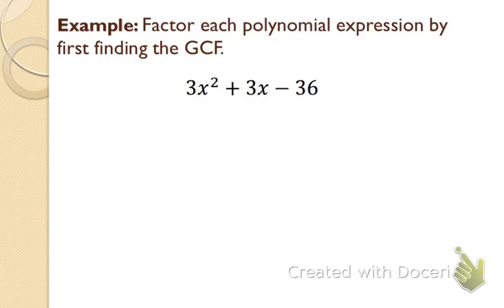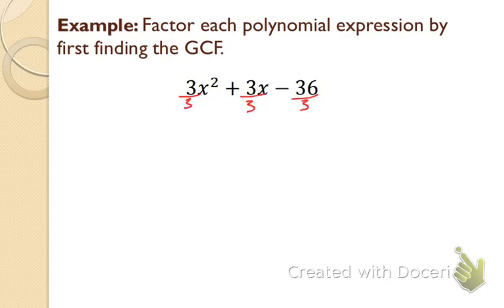Okay, so moving on to the next example, factor each polynomial expression by first finding the GCF. So here we have a quadratic expression. How do we know it's quadratic? Because the highest degree is a 2. So looking at these three terms here, you want to look at them carefully and think, okay, I got a factor. But is there anything these numbers have in common? We have a 3, and a 36. So what you want to think is, okay, can everything be divisible by 3? And the answer is yes. All of these terms can be divisible by 3.